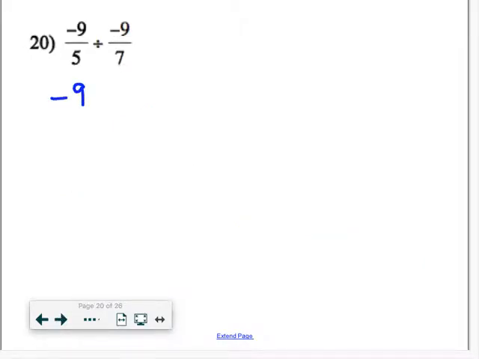So leave, change, flip. Again, you can take that negative and keep it up top. Even though we flip the fraction, keep it up top. You make your life easier. If you moved it to the bottom, it's okay. You'll end up dividing a negative by a negative at the end, which is a positive.